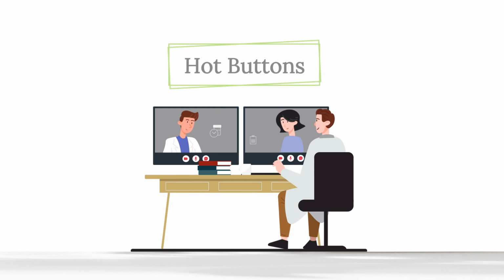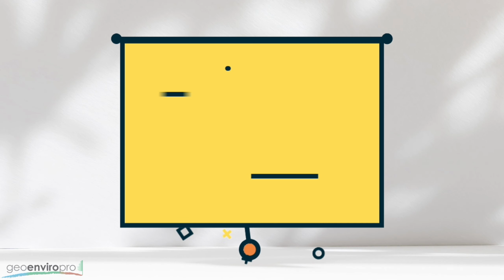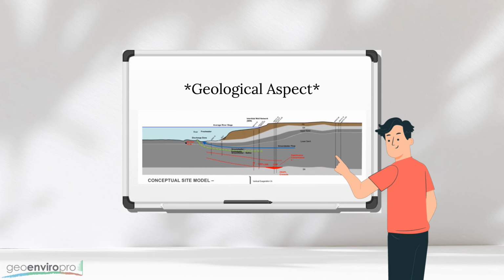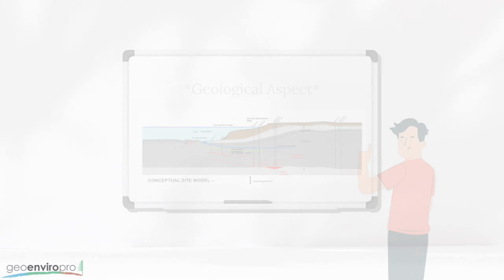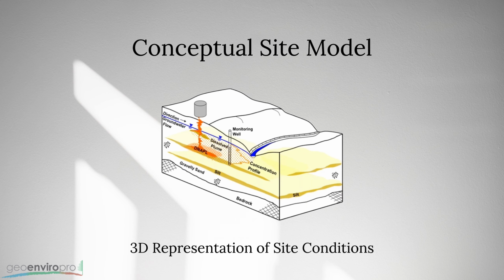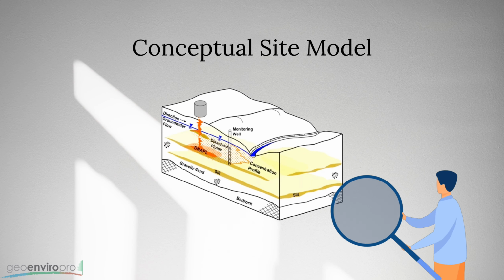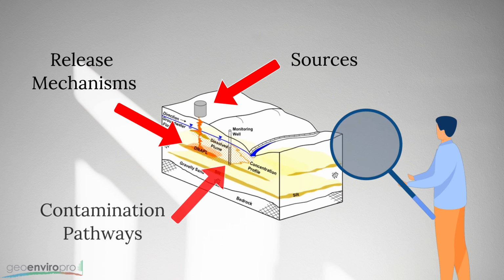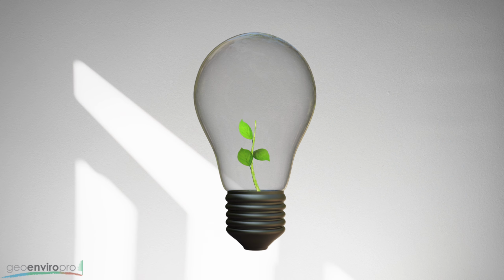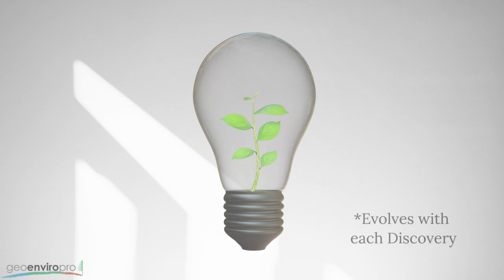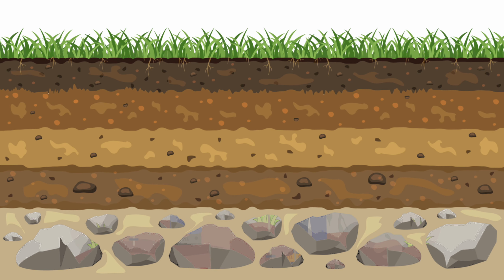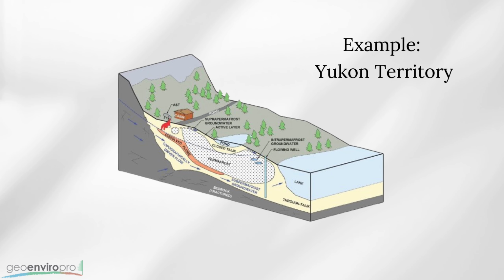In today's talk, Hot Buttons, we unravel the complexities of the Conceptual Site Model, CSM, focusing on its geological aspect, a cornerstone in understanding contaminated sites. A conceptual site model is a 3D representation of site conditions, crucial for identifying and assessing sources, release mechanisms, and pathways of contamination. It's a dynamic tool that evolves with each new discovery, helping us to visualize the unseen geological conditions below us. Consider this example from the Yukon Territory.